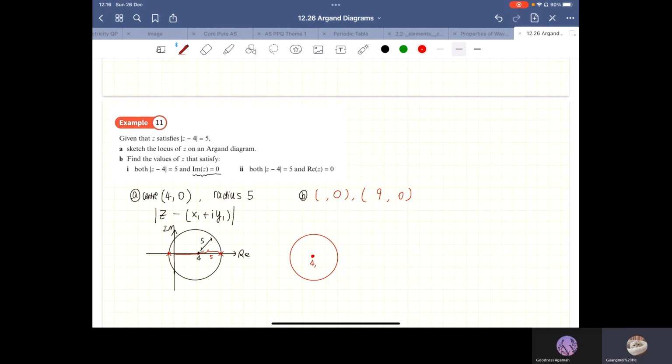This has coordinate of 4, 0. That means this is 4. And it has the radius of 5. That means here is 5. Here is also 5. It's the radius. So we found this point to be 4 plus 5, which is 9. So this point has a coordinate of 9, 0. Because if we know the length between 2 points and we know one point's coordinate, we can work out the other point's coordinates.